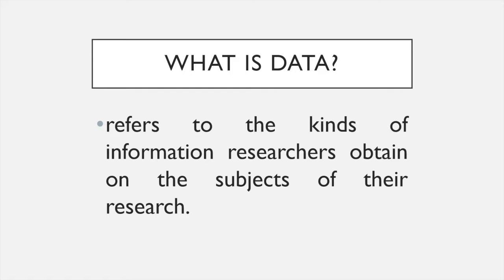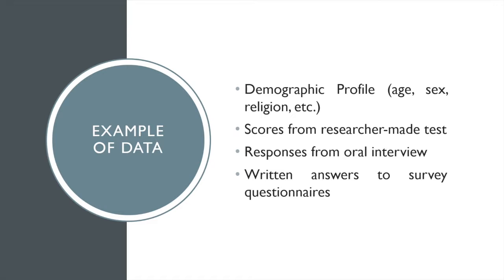Before we discuss research instruments, let us define first data. What is data? It refers to the kinds of information researchers obtain on the subjects of their research. So these are the examples of data that we are usually using in research. First, demographic profile, such as age, sex, religion, etc. Scores from researcher-made tests, responses from oral interview, and written answers to survey questionnaires.